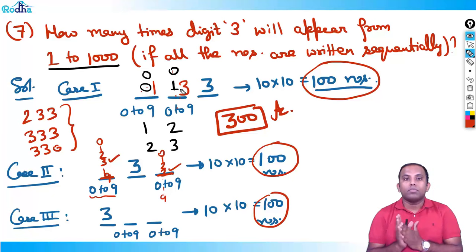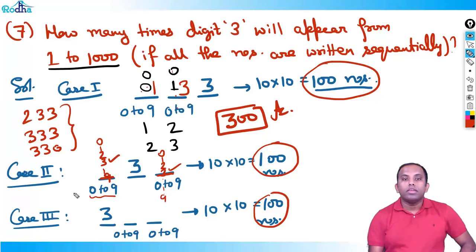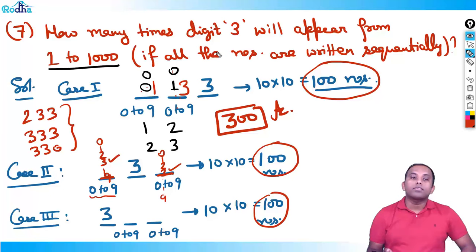Okay, I hope you got this concept here, right? So how many times will the digit 3 appear from 1 to 1000? The answer is 300. It doesn't matter if it is the digit 3 here or the digit 4 here. Again for 4 it is the same thing: 4 at the unit place, 4 at the 10th place, 4 at the 100th place. What is the answer again?